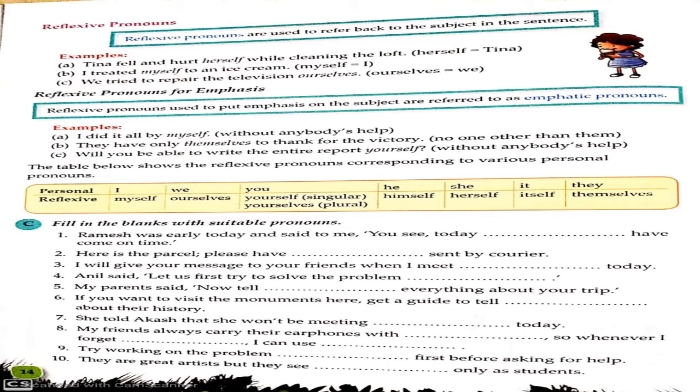Okay, so remaining 5 to 10, you will be doing it by yourself. Any doubts, you can contact me.